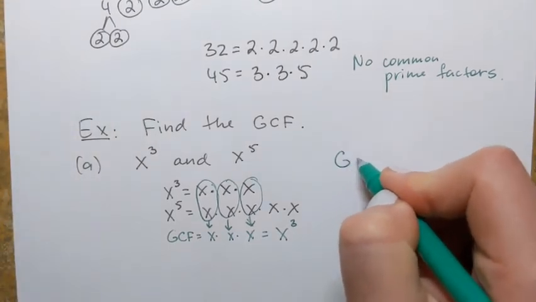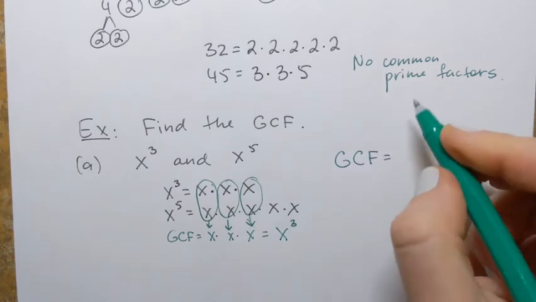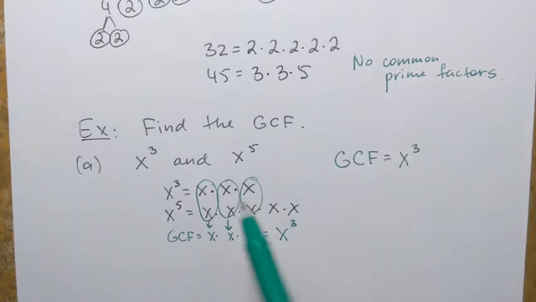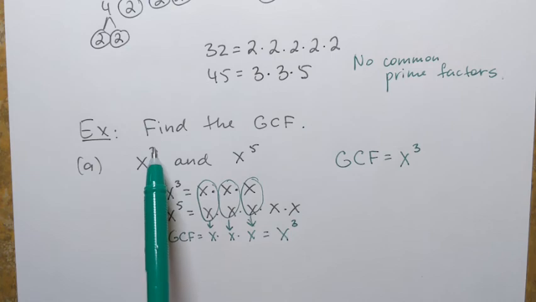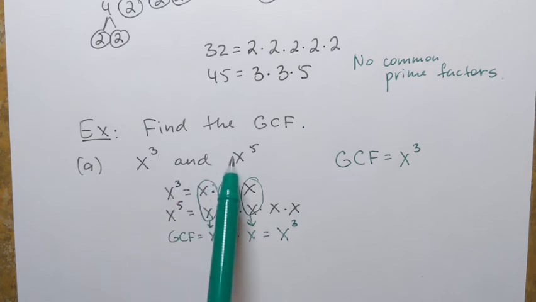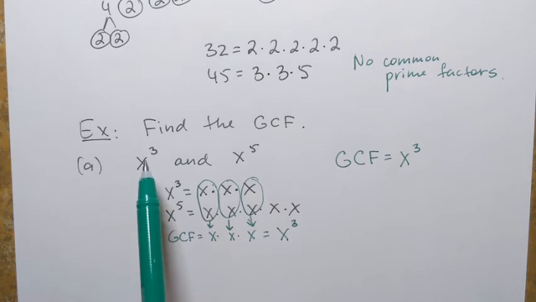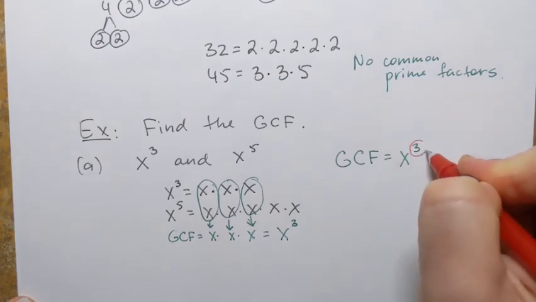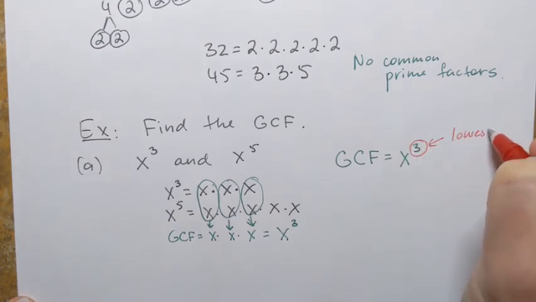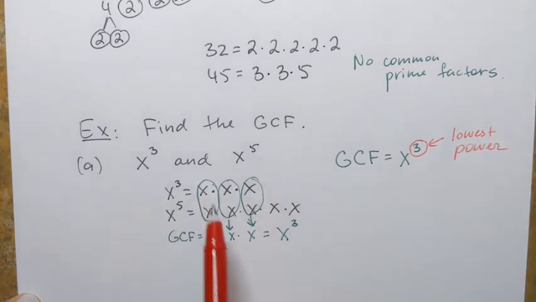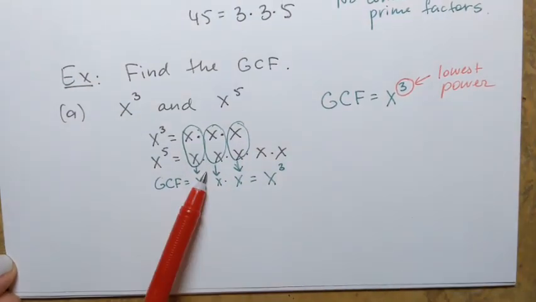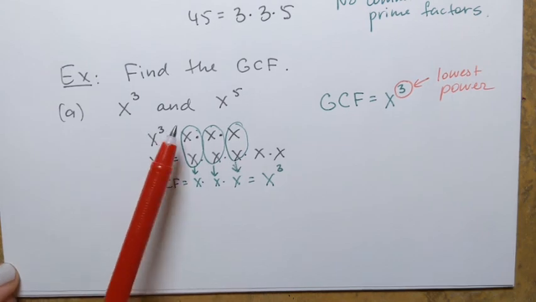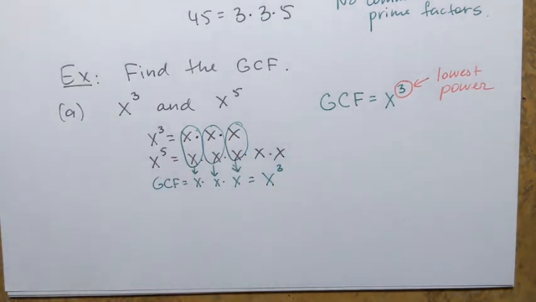So what's interesting and what makes this easier than working with numbers is that when we have variables and they're the same variables, the GCF will always be that variable with the lowest power. So if I have x cubed and x to the 5th power, I just have to find the lowest power. So I'll make that note: the lowest power among the ones that are present. Okay, so let's try it one more time. Then we're going to skip this process. So with variables, we can just jump right into writing the GCF.